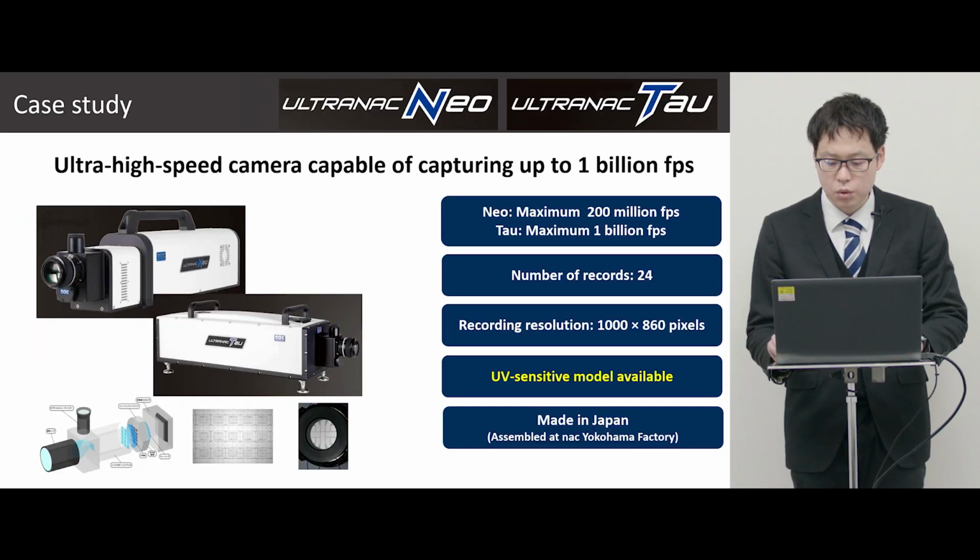Next, I will introduce visualization example of the using UltraNAC series of ultra-high-speed cameras. There are two models. Ultra Neo achieves up to 200 million frames per second, and Ultra Tau achieves up to 1 billion frames per second. While the number of the frames recorded is 24, it enables sequential observation of the ultra-high-speed phenomena occurring in the nanosecond range, such as discharge and plasma. Custom models sensitive to the ultraviolet light are also available.